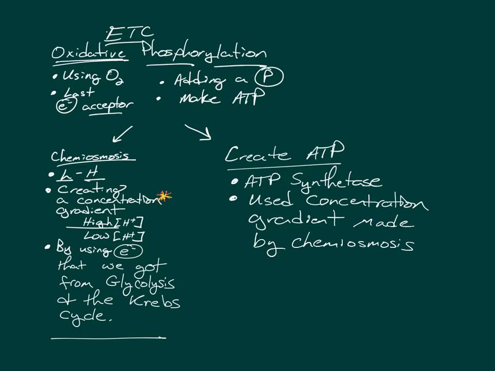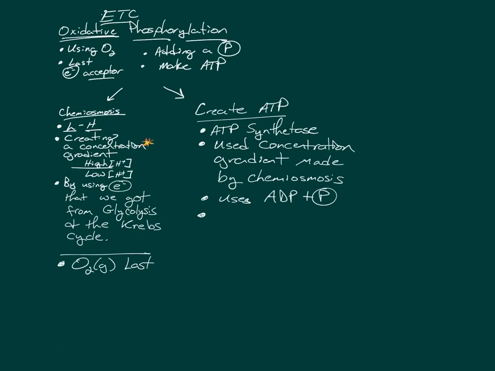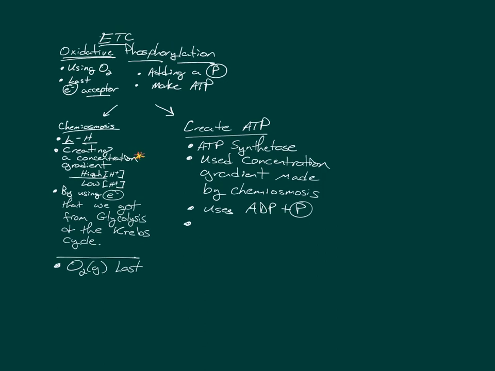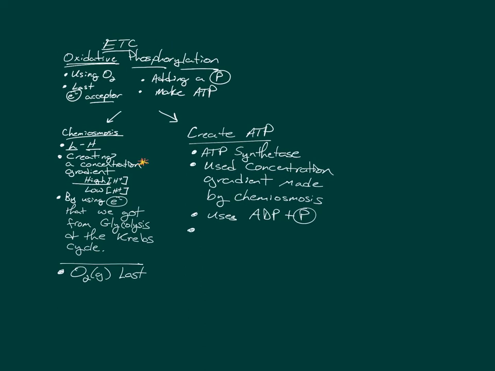So ATP synthetase uses the concentration gradient and of course it uses ADP plus phosphate. And by the way, oxygen, I forgot over here, oxygen gas is the last electron acceptor. Do we all agree with that so far? Yeah. The last electron acceptor.